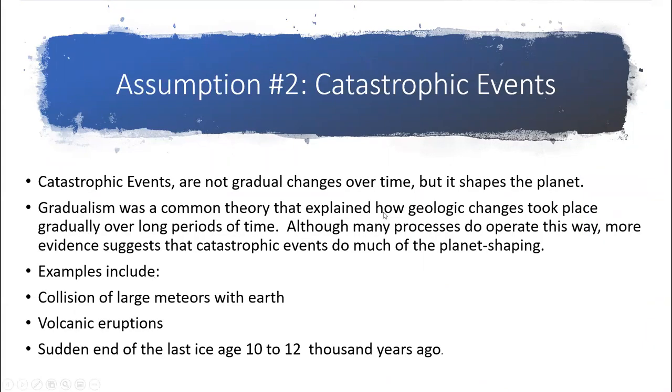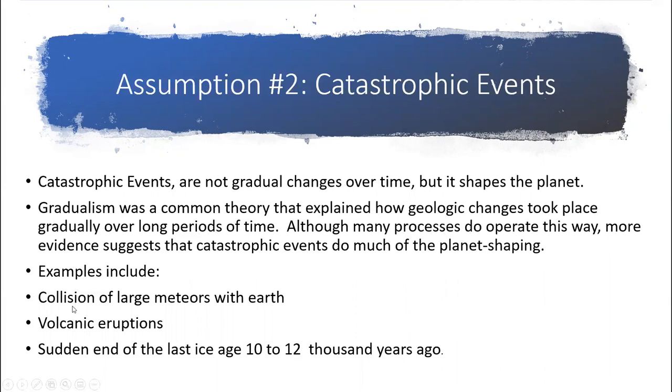Assumption number 2, catastrophic events. Catastrophic events are not gradual change over time, but they shape the planet. Gradualism was a common theory that explained how geologic changes took place gradually over a long period of time. Although many processes do operate this way, more evidence suggests that catastrophic events do much of the planet's shaping.